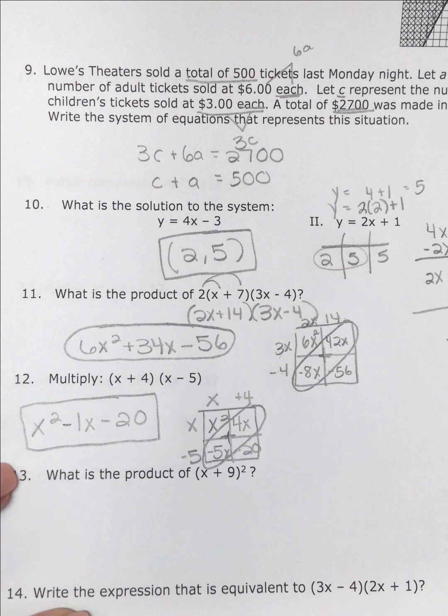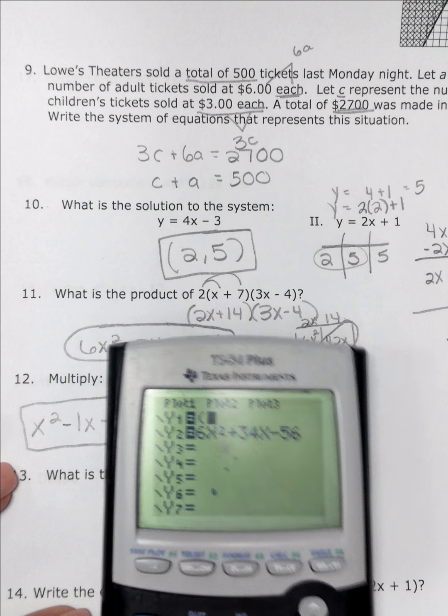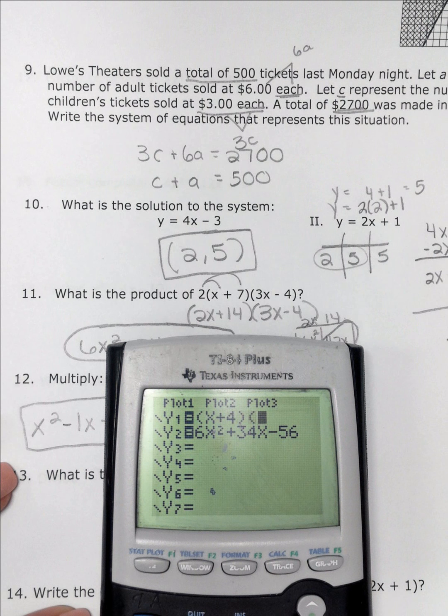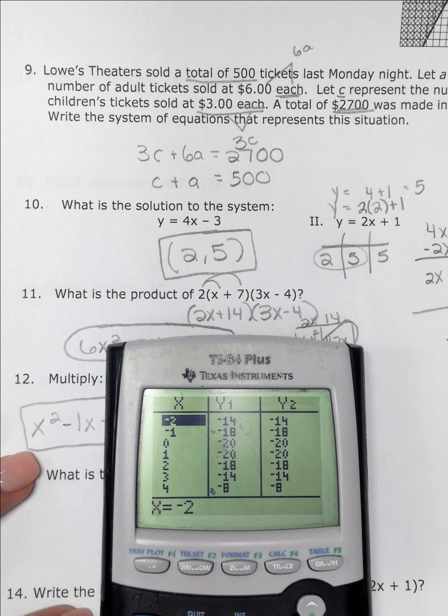We can check our answer. We go to y equals. So we have x plus 4, x minus 5, and in y2 we got an x squared minus 1x minus 20. Same, all the way down.